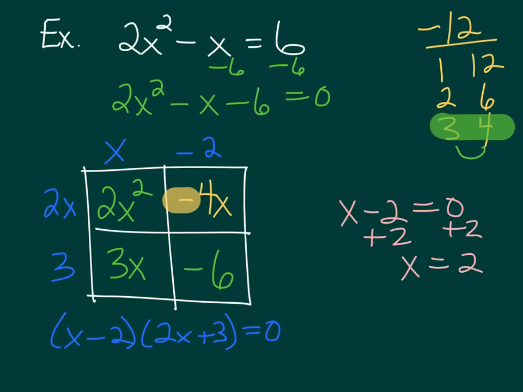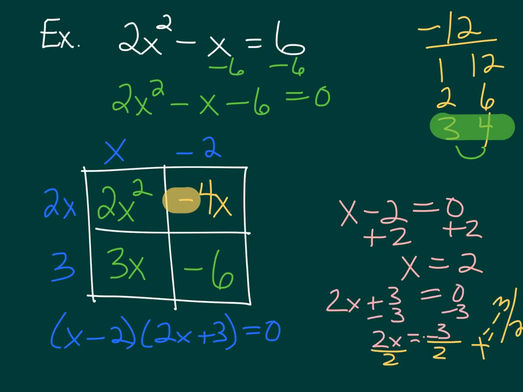So now I need to set each set of parentheses equal to 0 and solve for the variable. Okay, so x minus 2 equals 0, add 2 to both sides, x equals 2. Okay, I squish it off to the side, but 2x plus 3 equals 0, subtract 3 from both sides, divide then by 2, and you get x equals negative 3 over 2. So your two answers are x equals 2 and negative 3 over 2.